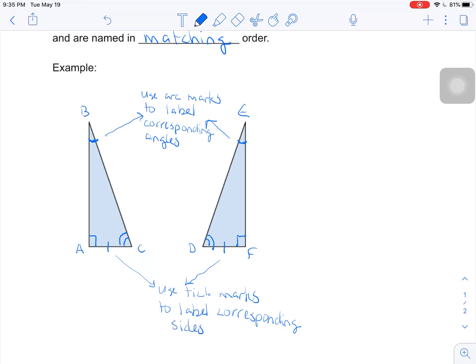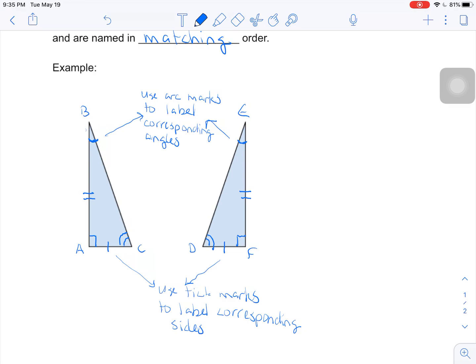Like the arc marks, I can use 1 tick mark, or I can use 2 tick marks. So like AB, I don't want to use 1 tick mark because that would mean that AB and AC are the same, and they're not. So I can use 2 tick marks instead. AB runs from the right angle up to the 1 tick mark angle. So the matching side on the other triangle would be FE over here. So I could put 2 tick marks to match the 2 tick mark side on the other triangle.